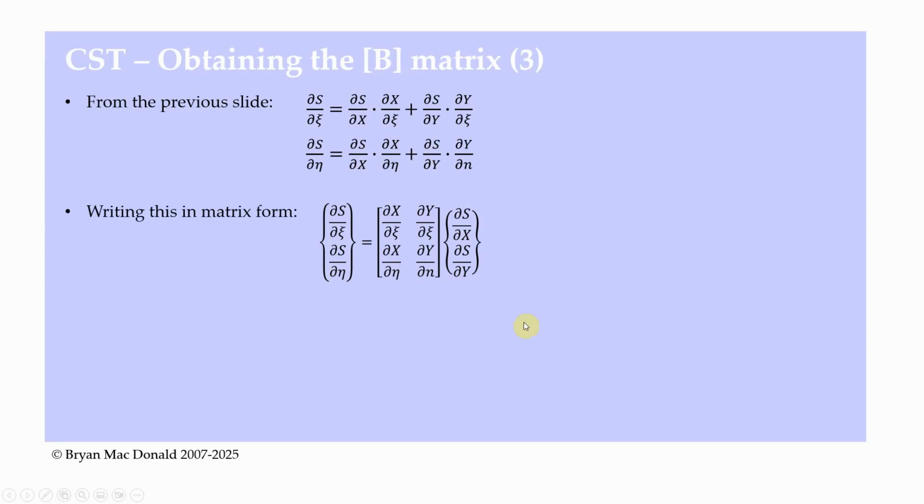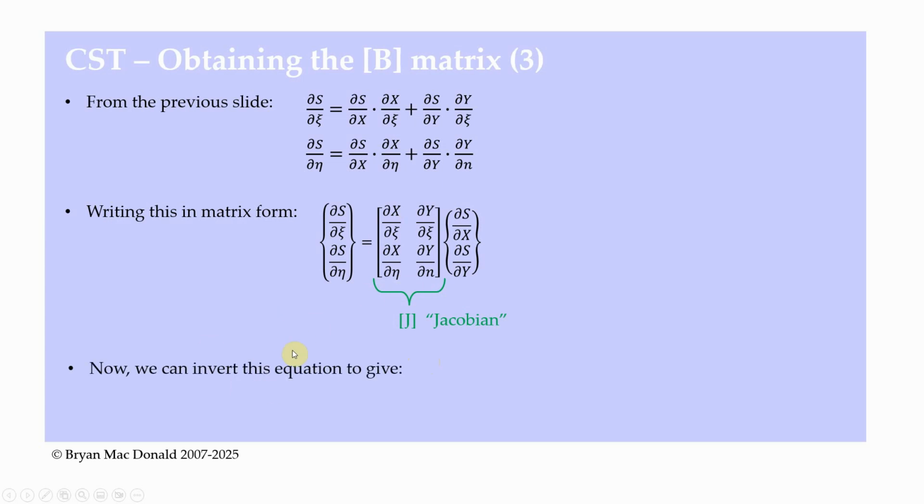Here now I have ds d-xi, ds d-eta. Here I have ds dx, ds dy. So I have differentials in terms of xi and eta being related to the same differential in terms of x and y by this matrix in the middle here. So this matrix relates differentials in one space to differentials in another space. A matrix that does that transforms from one space or one coordinate system into another, and we generally call that a Jacobian matrix. So in this case, this is the Jacobian matrix here.